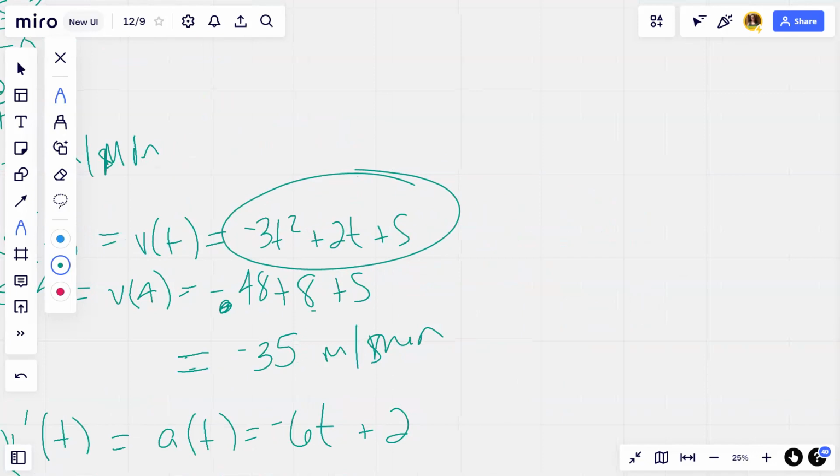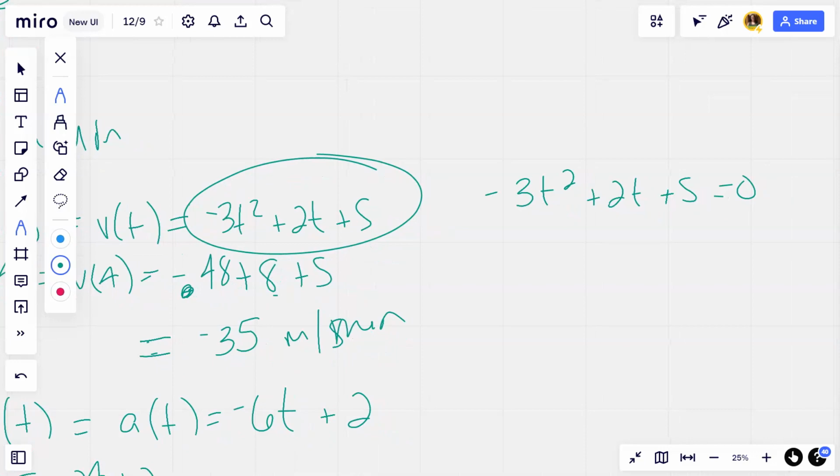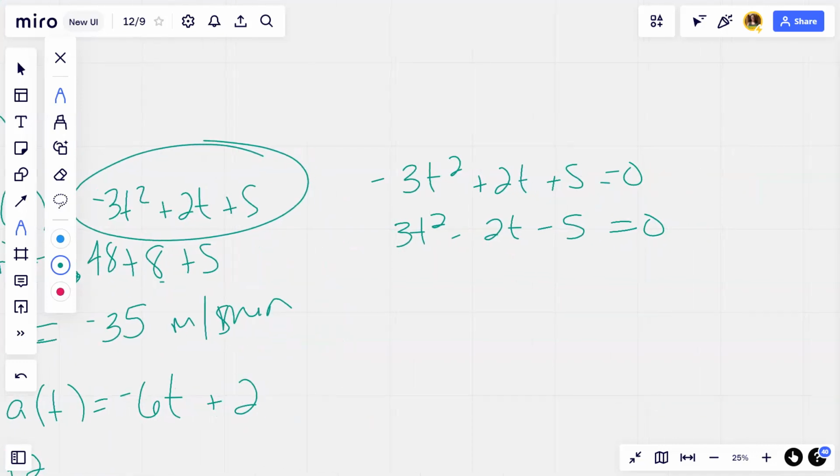Is this a quadratic question? No, this would not be calculated. And I want to know, where does this equal 0? Well, I'm going to factor out negative 1 first. And now I factor. What multiplies to negative 15 but adds to negative 2? Negative 15. 5 and 3.